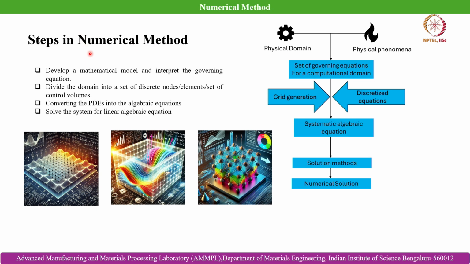So what are the steps in the numerical method? The steps are developing a mathematical model and interpreting the governing equations, and then dividing the domain into a set of discrete nodes or elements or a set of control volumes in individual techniques. We divide the domain in the form of elements in the finite element method, and we divide the domain into a set of control volumes in the finite volume method. But what is intrinsic to all these numerical methods is that we are trying to convert the partial differential equations, I mean the governing equations, into a set of algebraic equations, so that their solution becomes much easier than analytic solutions. And how do we do that?